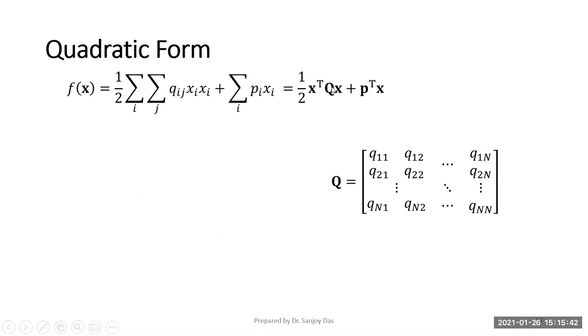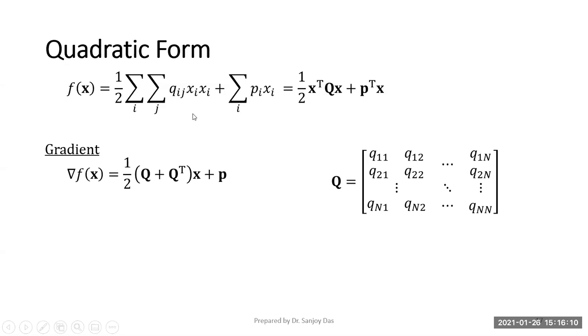And then, the first term is half x transpose Qx. Likewise, we take all the p_i's and stack them up into a vector p. So the second term is p transpose x. Always check the dimensions. x transpose Qx is a scalar. p transpose x is a scalar.